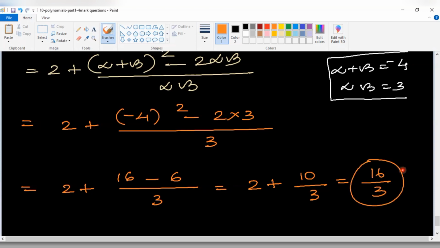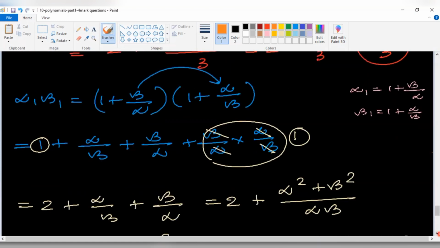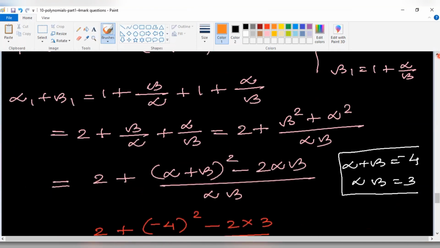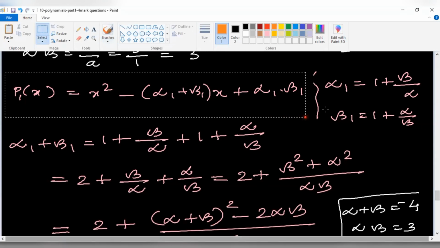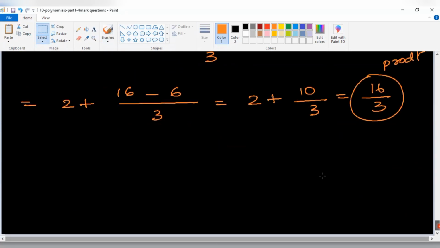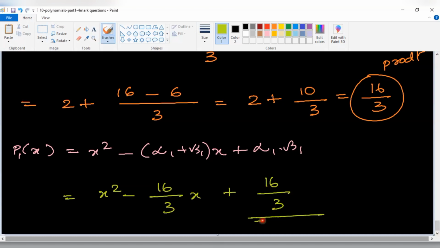See, both sum and product we got as 16 by 3. Right? Do you remember? The sum was also 16 by 3. Now, we will conclude. We have already written in the beginning what we need actually. We are searching for a polynomial like this. And both sum and product, we got it as 16 by 3. So now we will just substitute these values over here. So x square minus 16 by 3x plus 16 by 3. This is the required polynomial. Thank you. Hope all of you have understood.